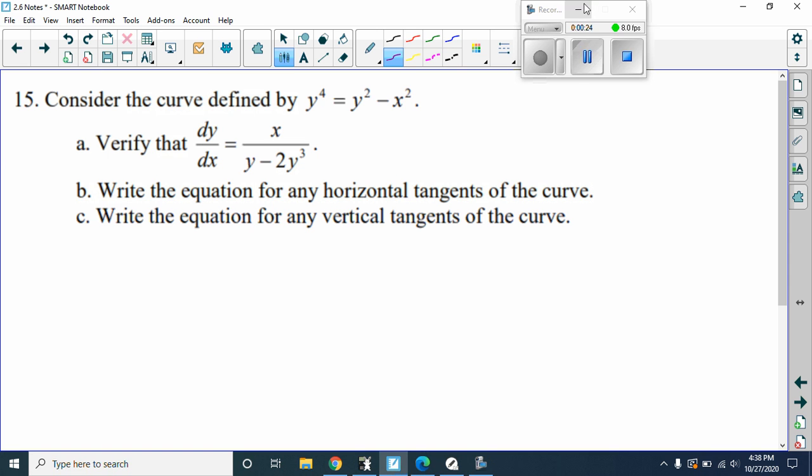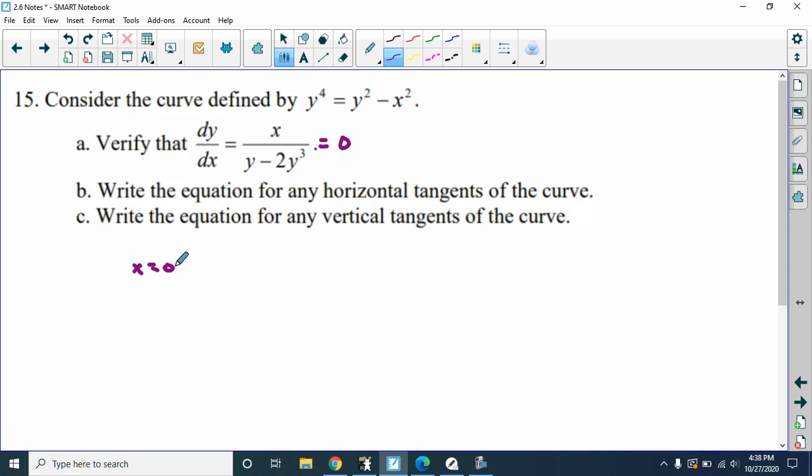Part B, write an equation for any horizontal tangent lines. Horizontal tangent lines occur when the slope is 0. So for Part B, we're going to set dy/dx equal to 0, which means the top is 0. Once I get x equals 0 on the top, you always need to go back and plug that into the original equation. So that's going to give me y to the 4th equals y squared minus 0. Solve it by getting it equal to 0.